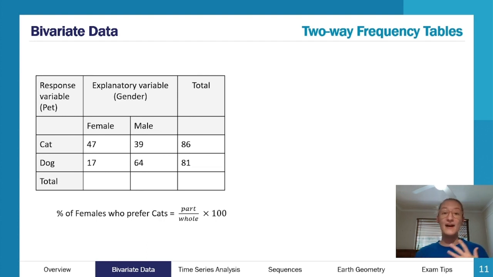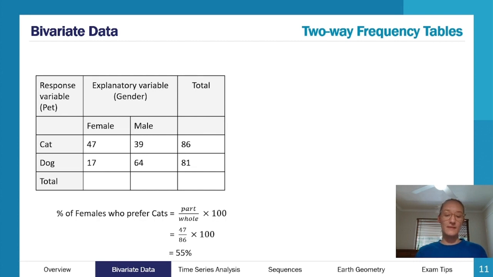The awesome thing about doing the percentages is it's just regularly how we calculate percentages. We take the part, divide it by the whole, and that'll give us a decimal, and then we times it by 100 to get the percentage. So the part is the number of females who prefer cats, which is 47. And then we divide it by the whole, the total number of people that prefer cats, which we can read from our table is 86. So we divide 47 by 86 and we multiply it by 100. And that gives us 55%.